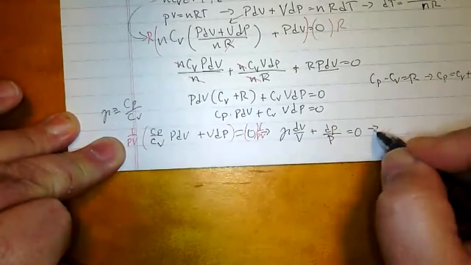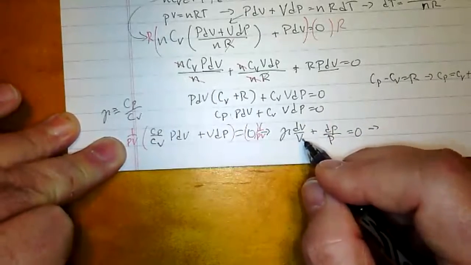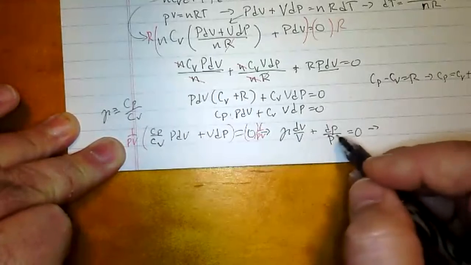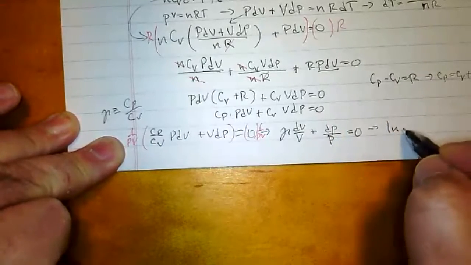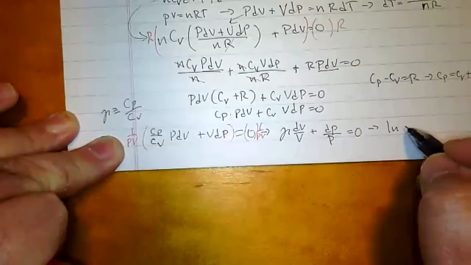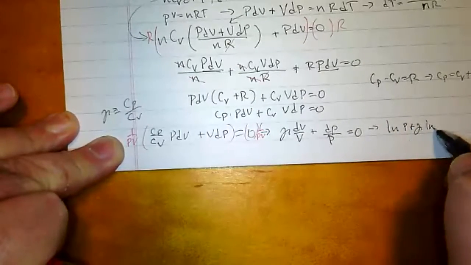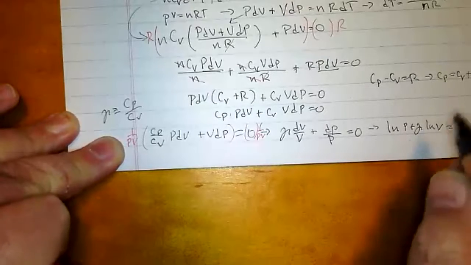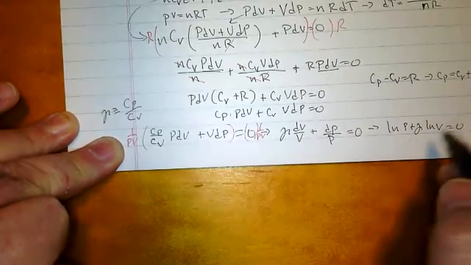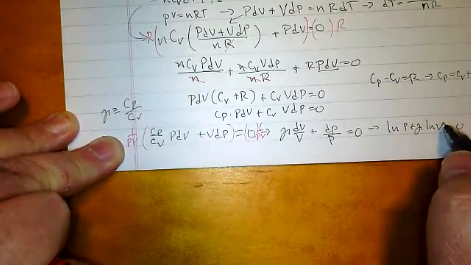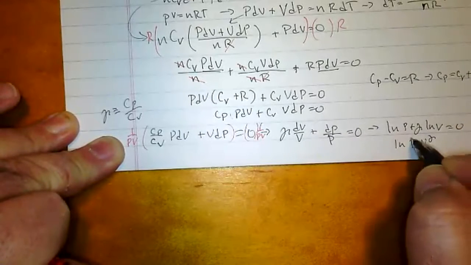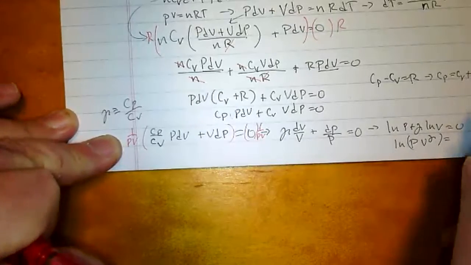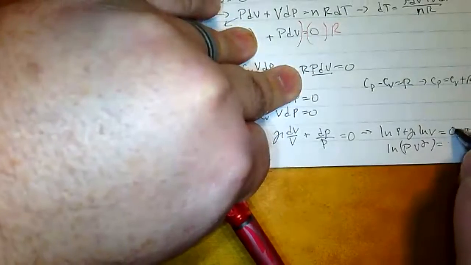take the integral of both sides. You see the integral of dV over V is just going to be ln V. And then the integral of dP over P is just going to be ln P. So what I'm going to get is the ln of P plus gamma times the ln of V is equal to 0. And of course, that means you can write all this by making this an exponent on V, and you'd say the ln of P V to the gamma is equal to a constant. Oh, that should have been constant, by the way, not a 0.